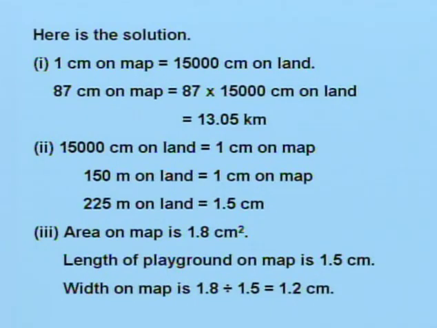The area on the map is 1.8 centimeter squared. The length of the playground on a map is 1.5 centimeter, which we calculated at part 2. So the width on the map is 1.8 divided by 1.5. That is the area divided by the length, which will give us the width. And when that division is done, we will have a result of 1.2 centimeter.